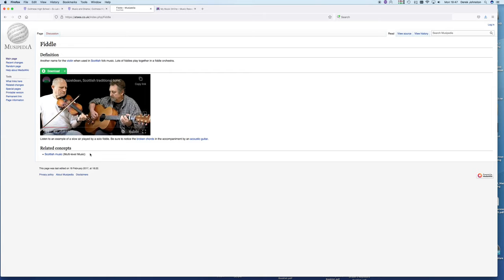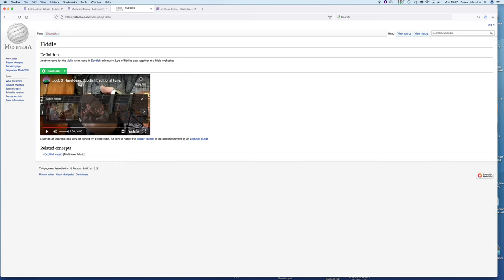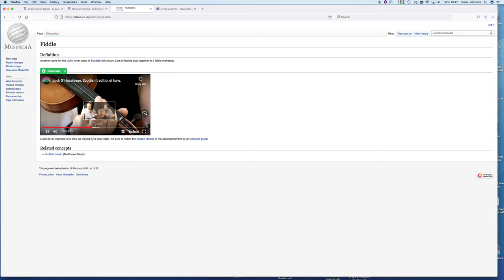Yep, acoustic guitar. That's a fiddle. I didn't actually know this example was coming up because, if you remember, I said that the guitar was normally used as an accompanying instrument. Well, Mr. Johnson was proved correct because in this example, it's getting used as an accompanying instrument and the fiddle is playing the tune.